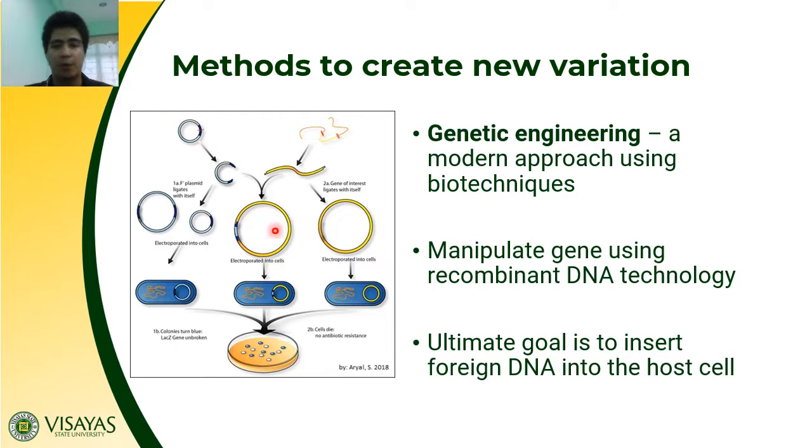And of course you will do transformation. You transform first your E. coli, and once you propagated your E. coli, of course you also propagated your plasmid, your vector. Then you will harvest those plasmids, and you will transform that again into Agrobacterium and infest your crop with the Agrobacterium in order to deliver the gene of interest inside the cell of your crop of interest. So again, you can manipulate the gene using recombinant technology, and the ultimate goal is to insert a parent DNA into the host cell of your crop.